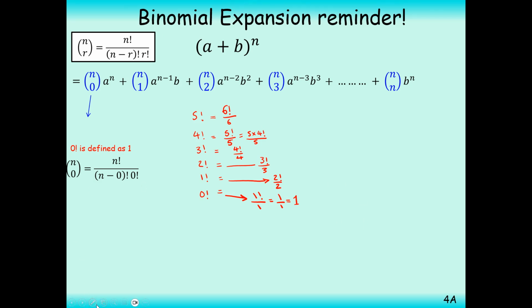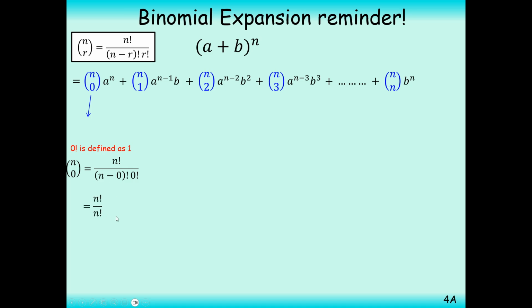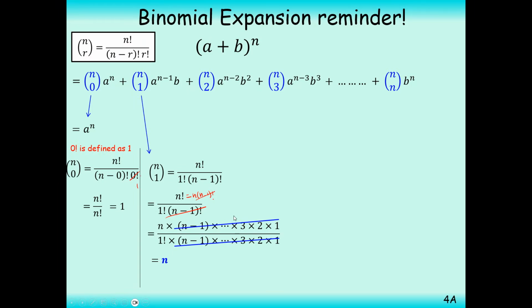Okay, so let's simplify this expression here. We'll have n factorial over n factorial, which would be 1. This 0 factorial was 1. So we can write the first term as simply a to the power of n. Next was n choose 1. Going through the motions again, we can write n factorial as n times n minus 1 factorial. So this term and this term will cancel away. So we'll have simply n. So the second term simplifies to just n times those two terms.